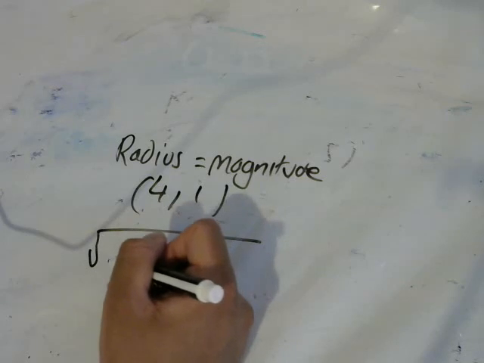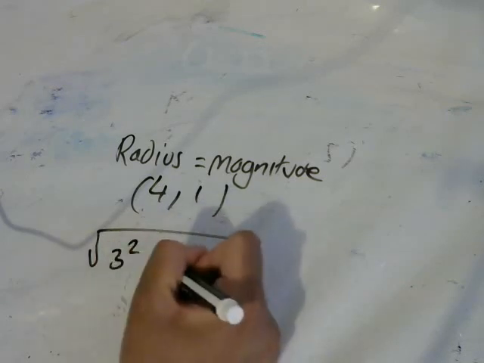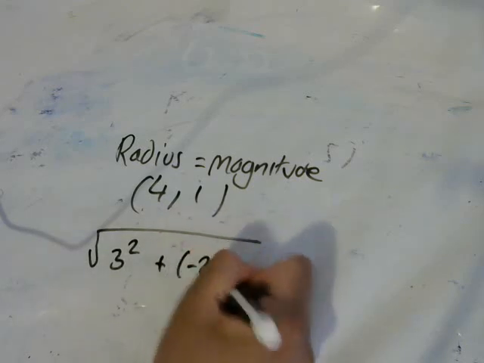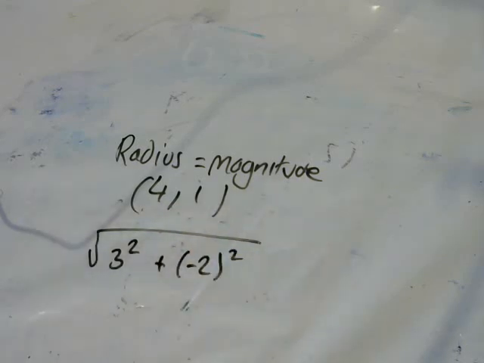From 1 to 4 is 3, so 3 squared. From 3 to 1 is minus 2. It doesn't really matter if it's a minus. And that'll give you the radius. So just Pythagoras, and where those numbers come from are literally you subtracting.